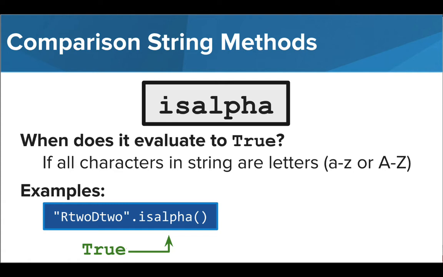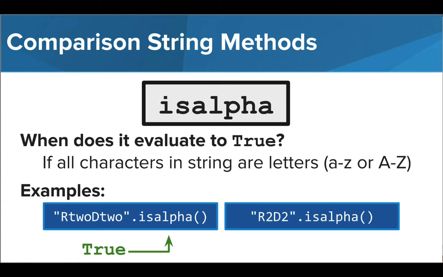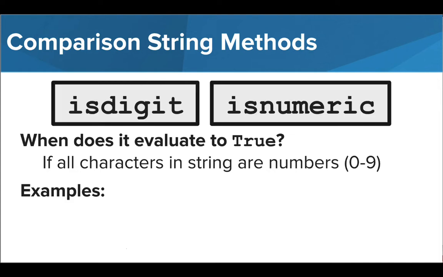Let's look at another. What if we write R2D2 using numbers? Well, this will be false because there are characters included that are not letters. Let's look at another string method. The isdigit or isnumeric string methods work the exact same way. They evaluate to true if all of the characters in a string are numbers from 0 through 9.